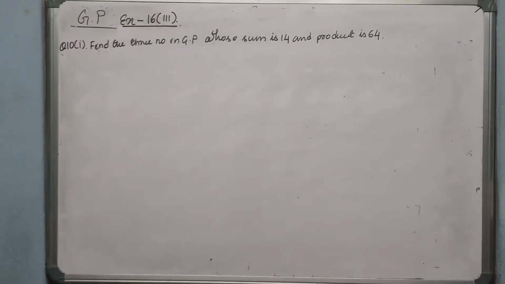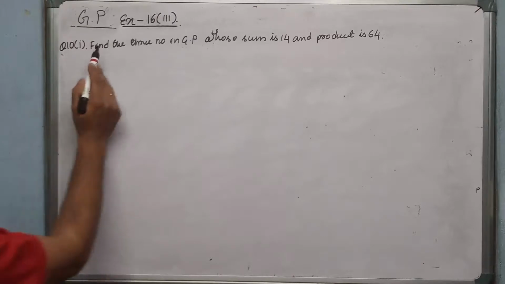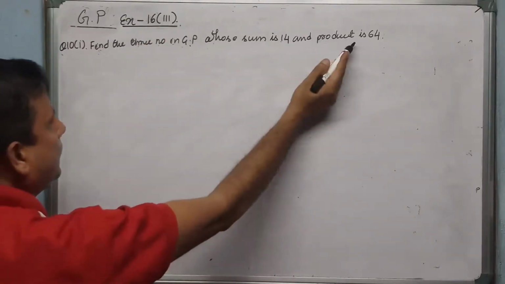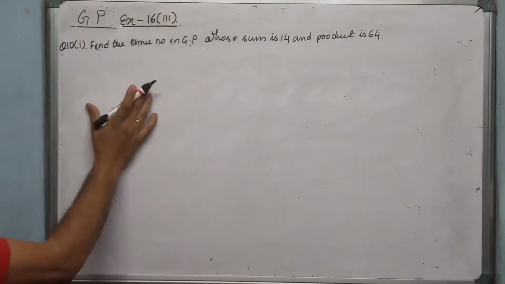Now dear student, another important question, question number 10.1. Find the three numbers in GP whose sum is 14 and the product is 64. This question is another important question.